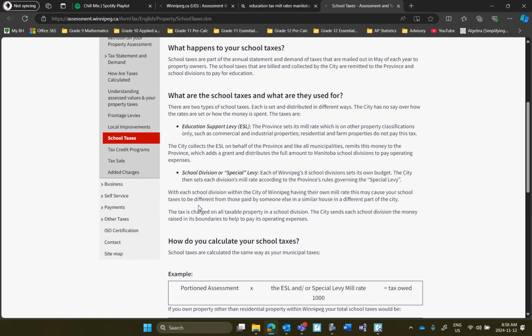The taxes are slightly different for each school division. Some school divisions might be a little bit more than others, and that's usually based on the size of the school division or the number of students in it. If you've got a really big school division, they'll probably charge a little bit more for your education tax because they're going to need more funds.